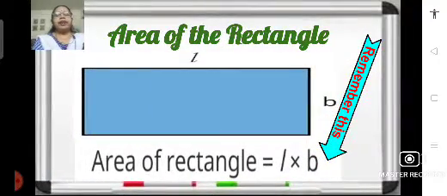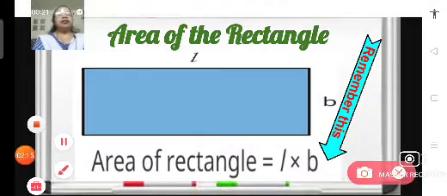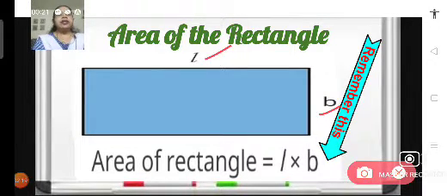Now, if we have a rectangle with length L and breadth B, then we can find the area of the rectangle by using the formula length into breadth. That means if we multiply the value of length of a rectangle by value of its breadth, then we can find the area of the rectangle.